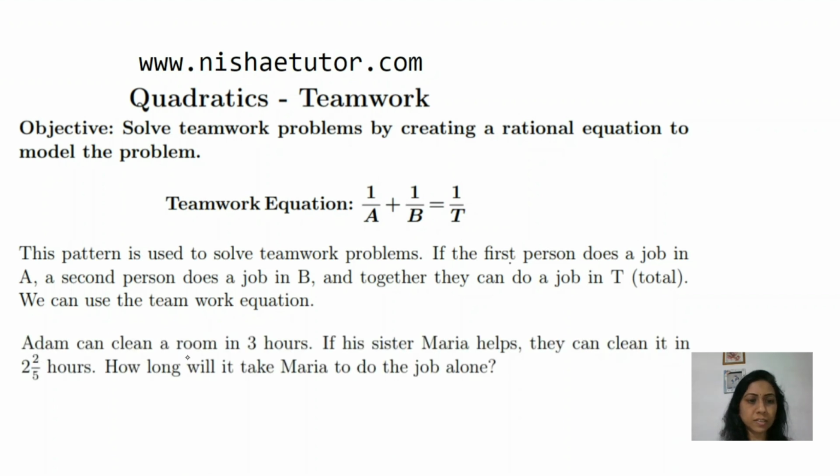Adam can clean a room in 3 hours. If his sister Maria helps, they can clean it in 2 2/5 hours. How long will it take Maria to do the job alone?